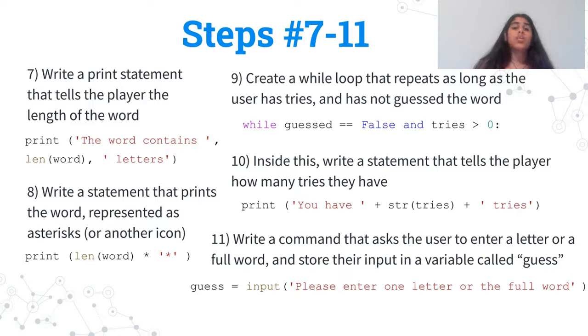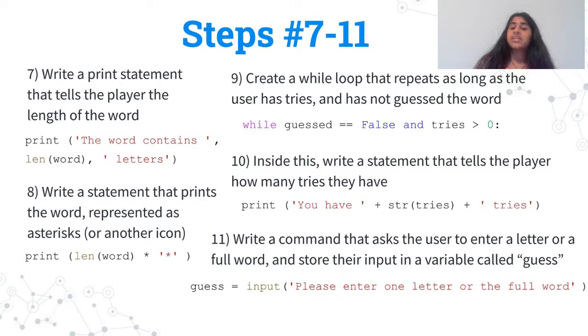The ninth step is to create a while loop that repeats as long as a user has tries and does not guess the word. So you would write while, and then guessed equals false. So they have not guessed the correct answer yet, and tries is more than 0. So they have tries left. And then you would put a colon, and inside this, it would be indented, so make sure that it is indented or else your program won't really work.